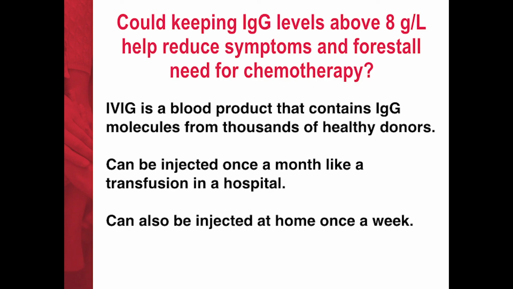What this is, it's a blood product, and what it does is it contains IgG molecules from thousands of healthy donors. So you take their blood, you pool it, you purify the IgG molecules. They contain IgG molecules to lots of different bacteria, and so if you inject it into someone who doesn't have immunoglobulins, it provides protection against bacteria and viruses.